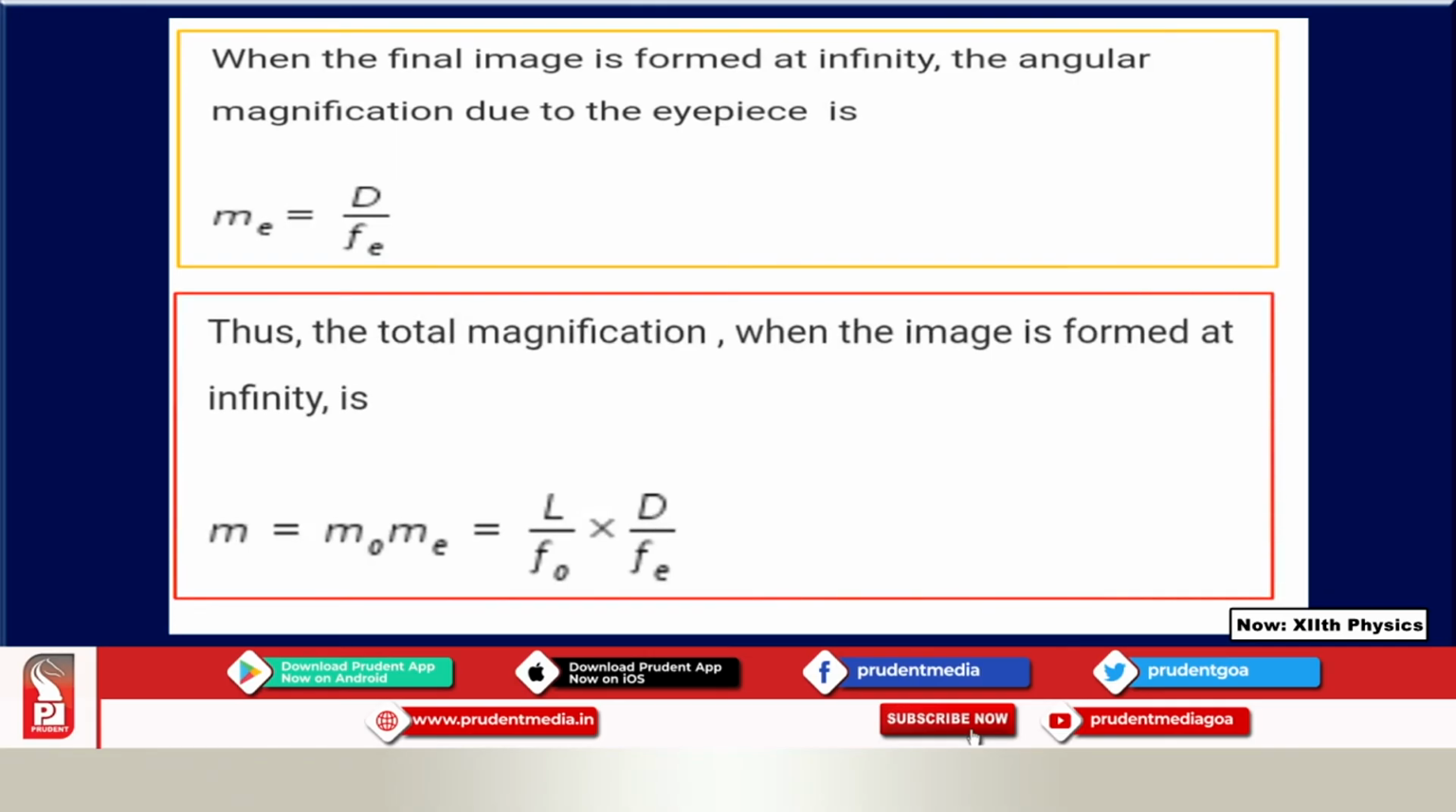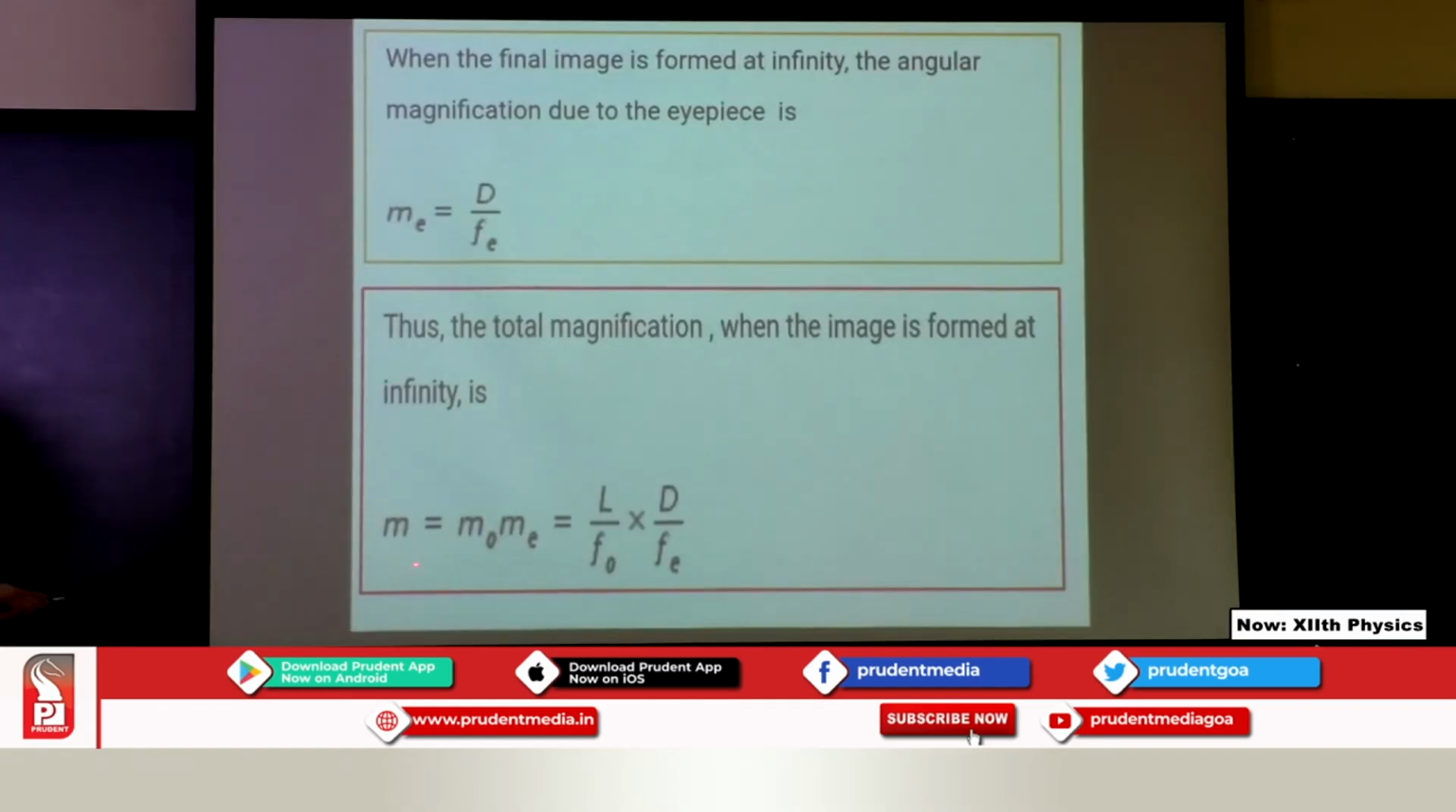So, the total magnification when the image is formed at infinity is going to be the product of the magnification at the objective and the magnification at the eyepiece, that is L upon F naught into D upon FE. So, students, this is the magnification by the compound microscope when the image is formed at infinity. L stands for the tube length. So, this was about the compound microscope.